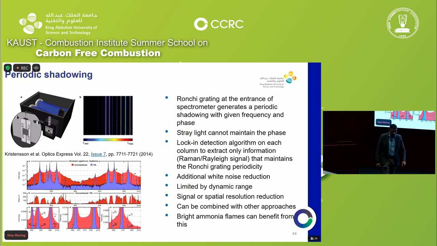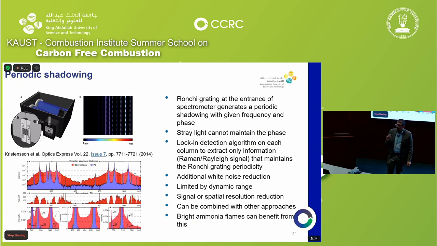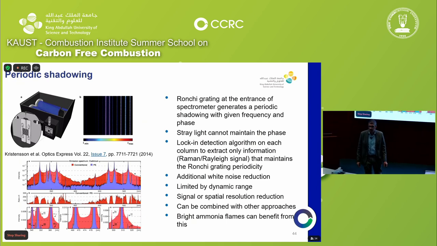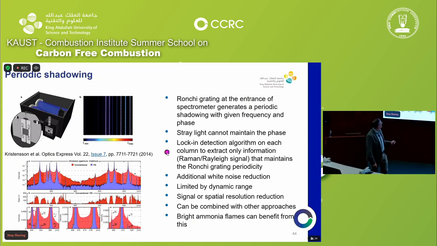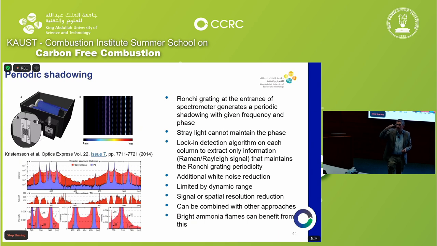Another very clever approach requires a very small modification in the hardware and some work in post-processing. This was again introduced by the group in Lund, where they place a Ronchi grating, in this case at the entrance of a spectrometer, to create a periodic shadowing. So what is a Ronchi grating? Just alternating transparent and blocked lines, okay? Placed at the focal plane.